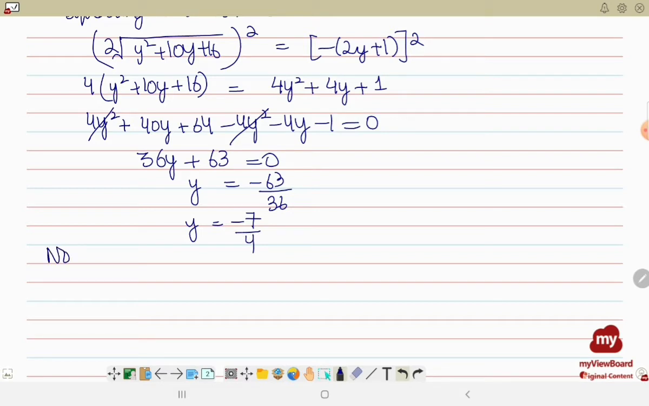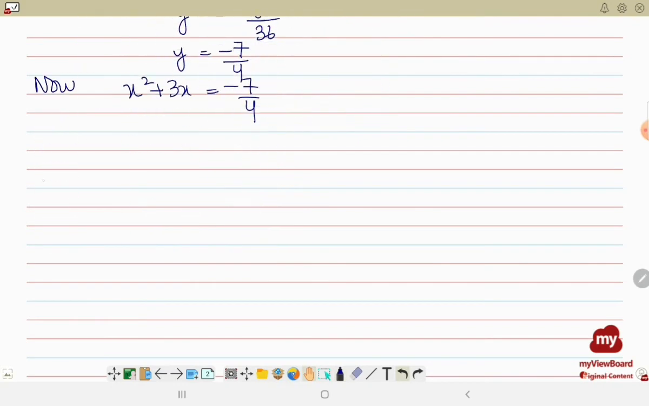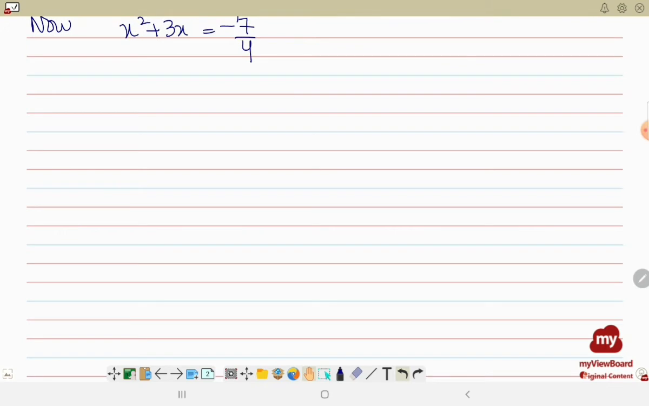So we are going to do the back substitution. We inserted y instead of x square plus 3x. That was equal to minus 7 by 4. So now we are going to convert the equation to the standard quadratic form. So we'll multiply the whole equation by 4. So we have 4x square, 4 3 times 12x, and minus 7. So we'll have 4x square plus 12x plus 7 equals 0.